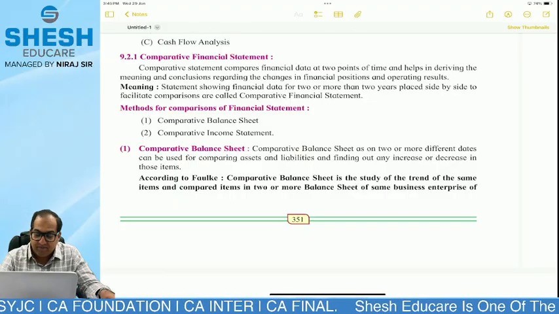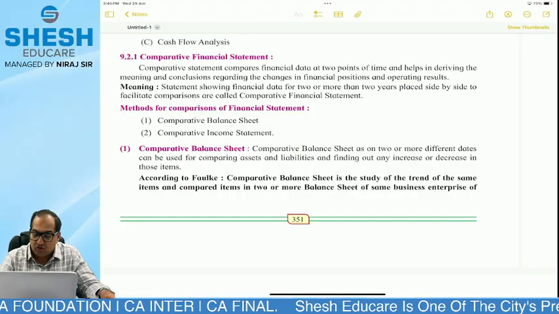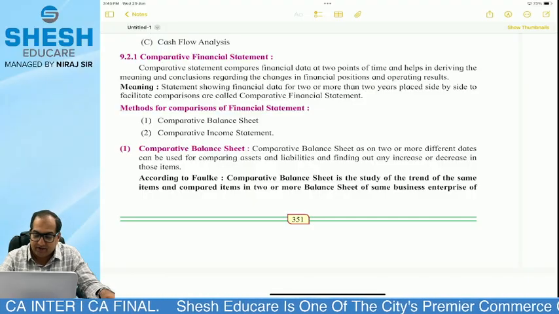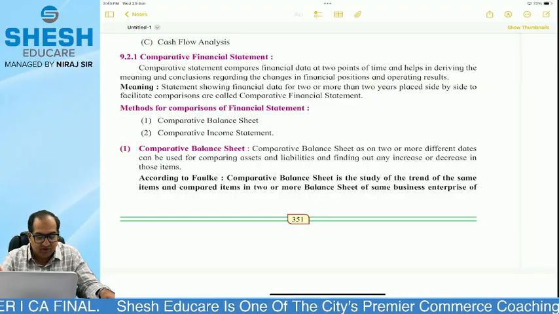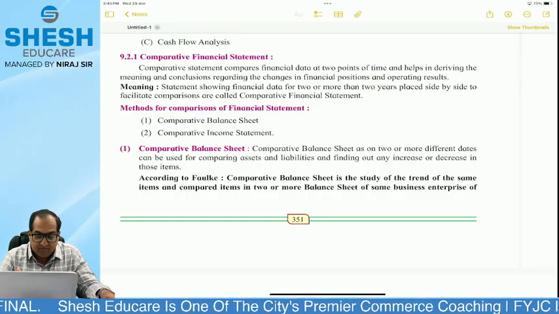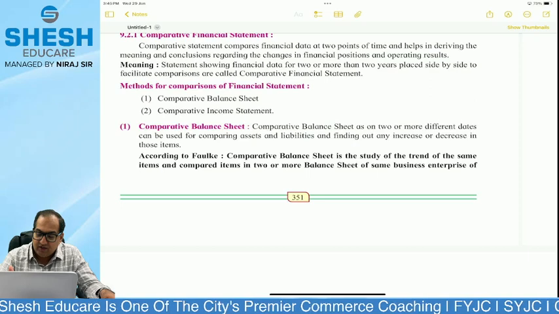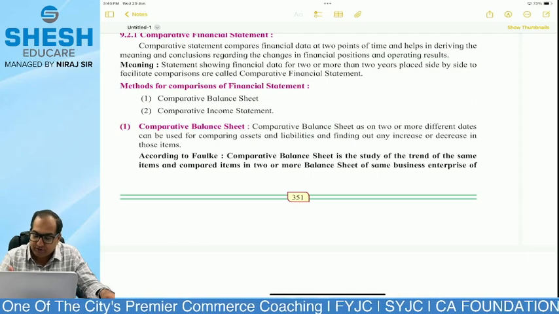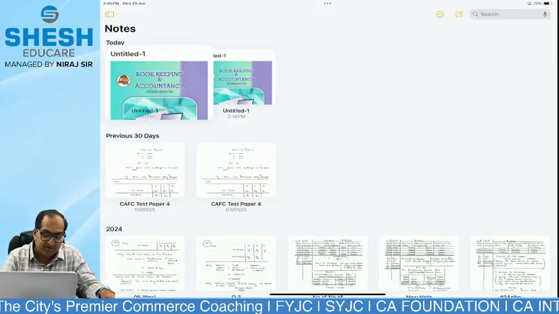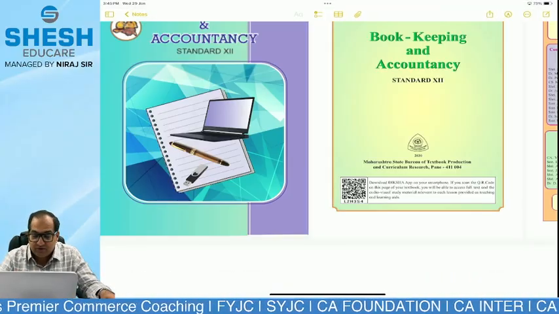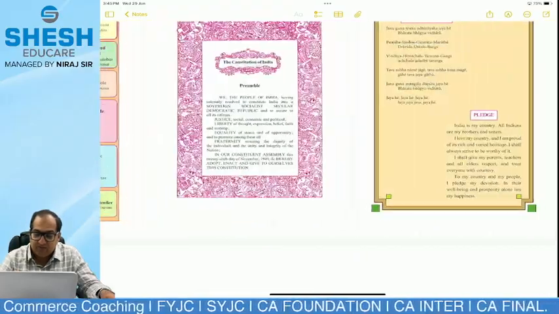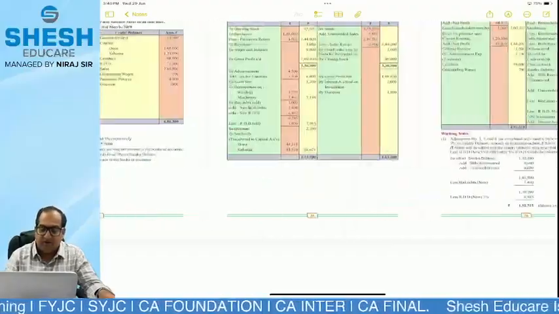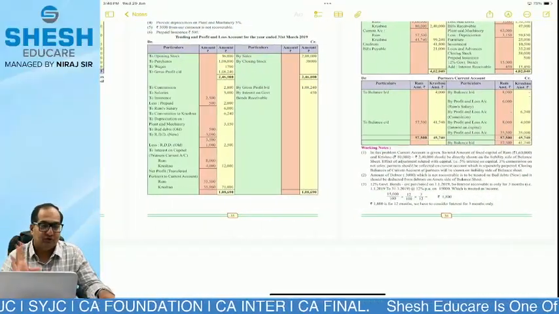Comparative balance sheet. A comparative balance sheet as on 2 different dates can be used by comparing assets and liabilities and finding out any increase or decrease in those items. A comparative balance sheet is a study of the trend of the same items and compared items in 2 or more balance sheets of the same business enterprise. Understood? So comparison, don't make it complicated when it is not. Comparison is nothing but between the 2 years or more than 2 years.